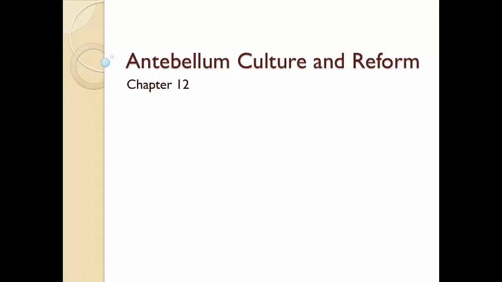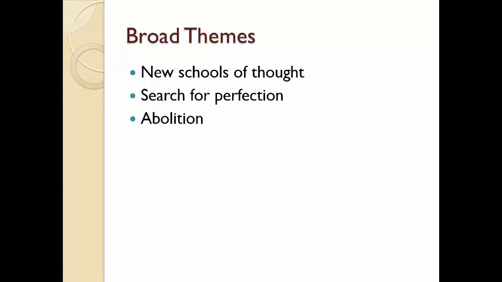And so what we see is that people try to impose order on their lives. They try to find some way to control this chaos, and the methods they come up with to try and impose order and structure on society, some of them are pretty interesting. So we're going to look at new schools of thought, new philosophies that come out of the United States. We're going to talk about this search for perfection and how that affects the different reform movements of the day, especially, as we'll talk about last, the growing abolition movement.